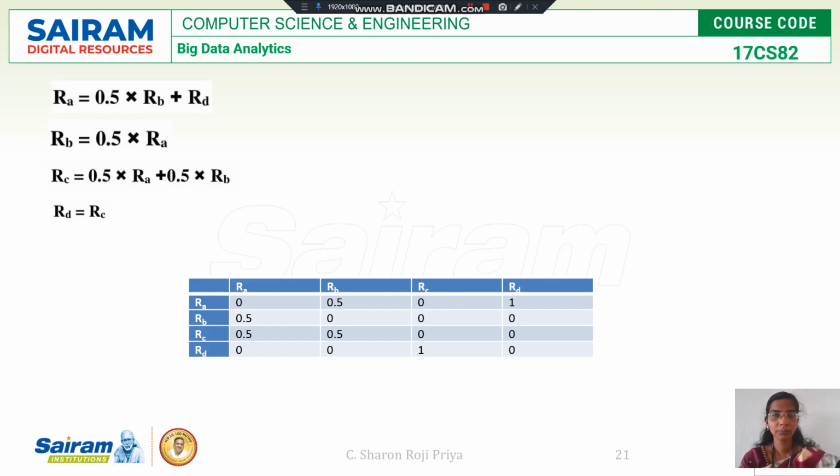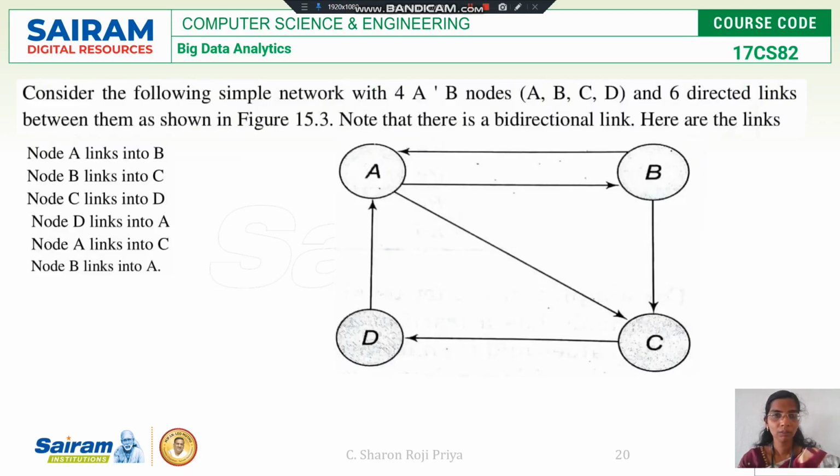Next, I have to write the equation for node B. Now what should I check? I should check the incoming edges for node B. There is only one incoming edge, from A.